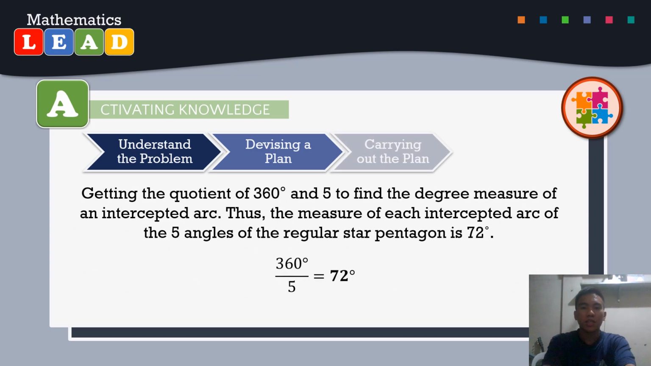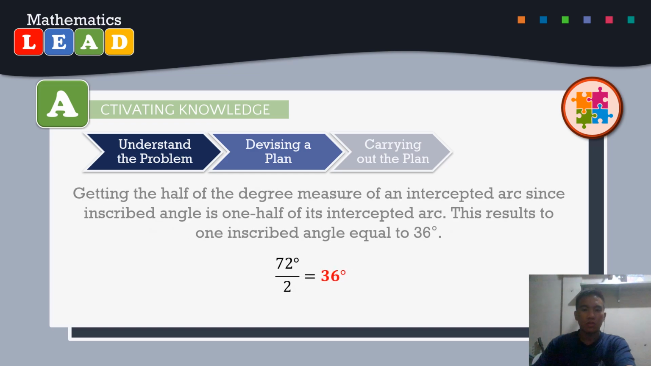Now that we have devised a plan, we have to carry it out, getting the quotient of 360 degrees and 5 to find the degree measure of the intersected arc. Thus, the measure of each intersected arc of the 5 angles of the regular star pentagon is 72 degrees. Getting half of the degree measure of an intersected arc, since an inscribed angle is one half of its intersected arc, results in one inscribed angle equal to 36 degrees.